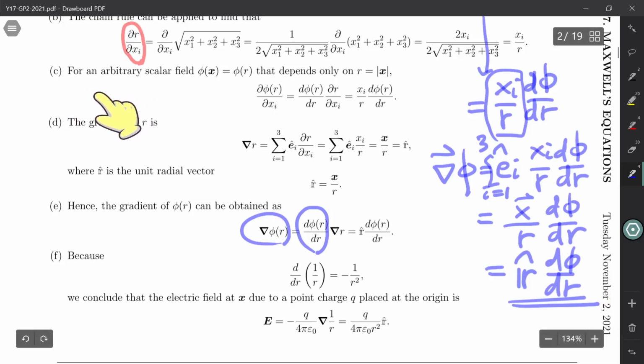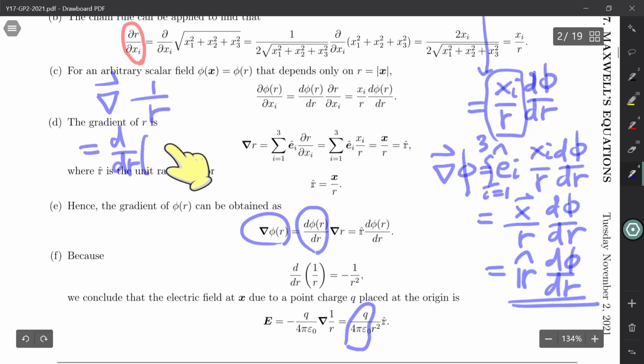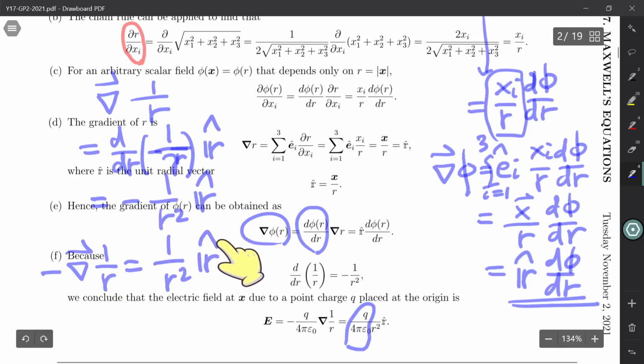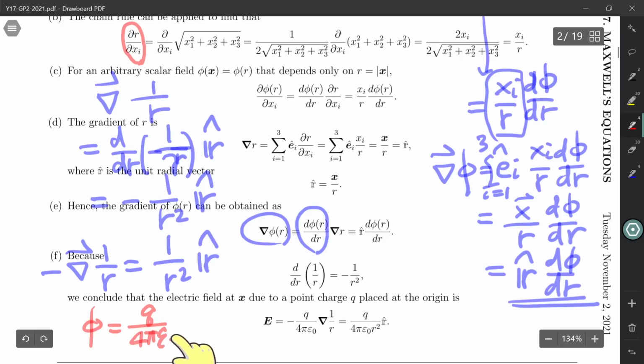Because phi has the constant q over 4 pi epsilon 0, and we have 1 over r as the core. So the gradient of 1 over r is minus 1 over r squared times the unit vector. The electric field is minus the gradient, so minus the gradient of 1 over r is plus 1 over r squared times the unit vector. Therefore, we conclude that if phi equals q over 4 pi epsilon 0 times 1 over r, then the electric field is like that.